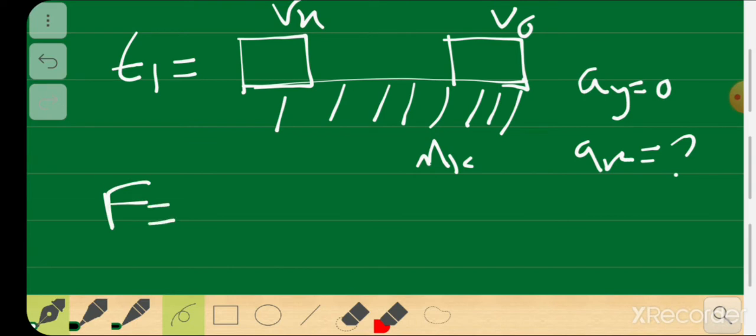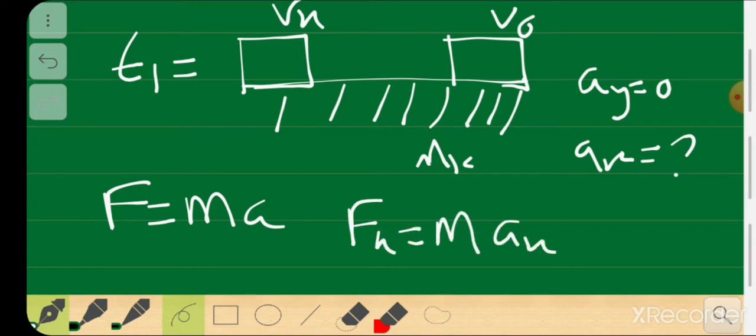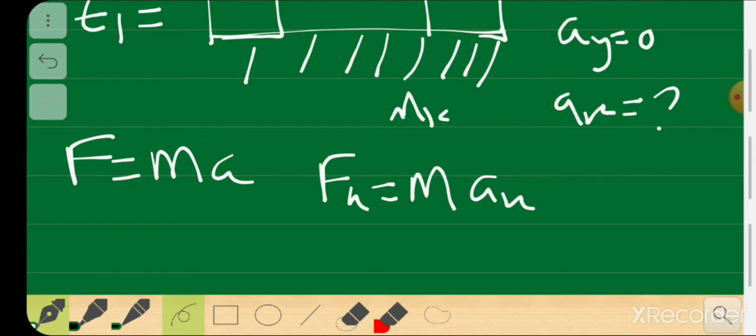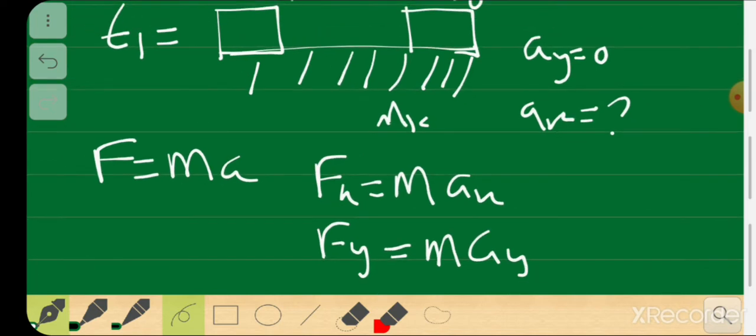So F is equal to ma, that's the basic thing, right? We can write down Fx in the x-axis will be some max, right? And Fy will be some may, right? So ay is equal to 0 because there is no acceleration in the y direction, but ax is still there. So Fy will be equal to 0.